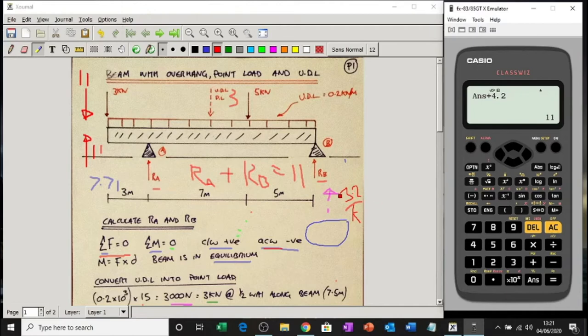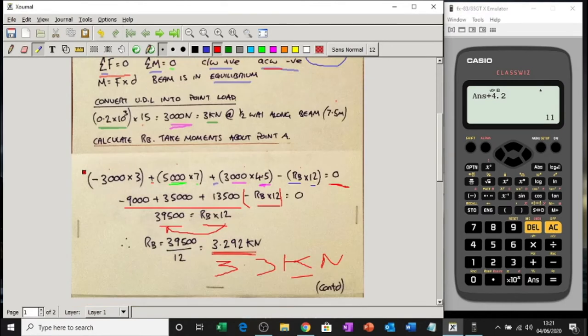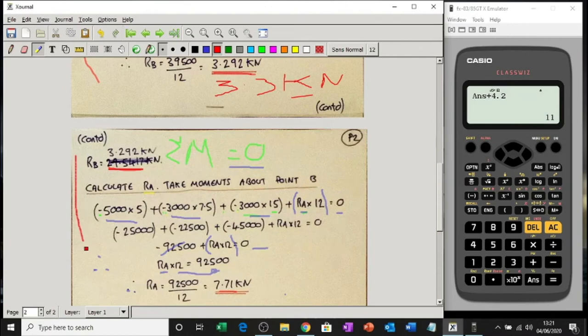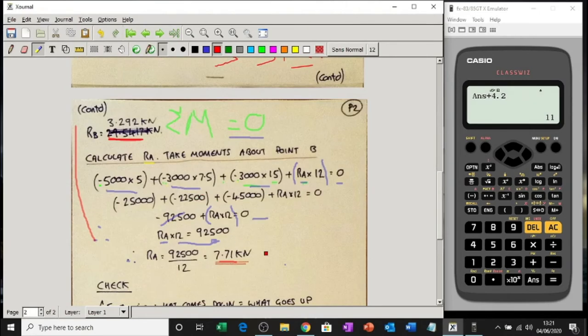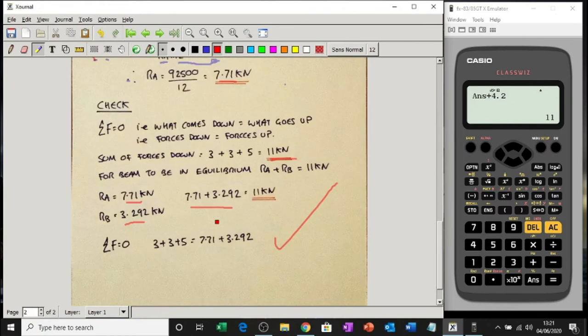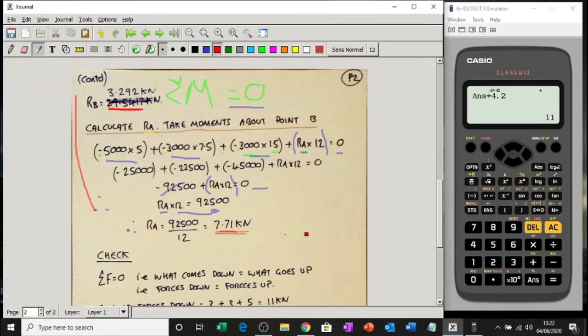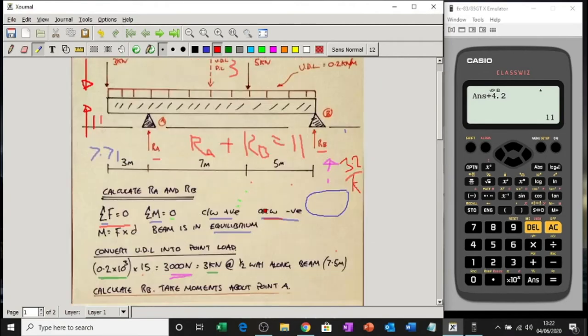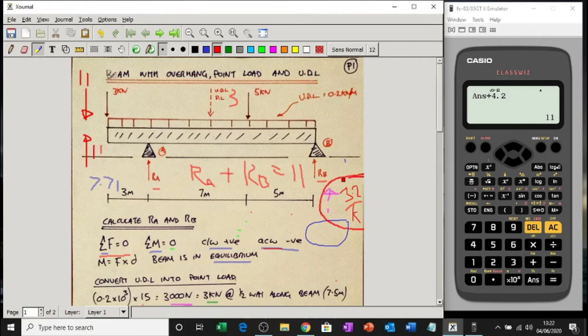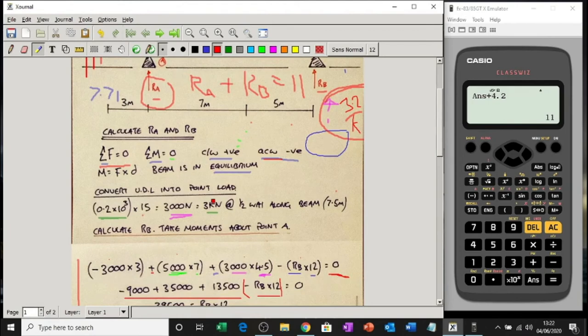So what you should do is check. You should work it out by using moments, which is this. So this is by moments, and this is by moments. You then have two numbers, and if they add up to equal 11, then you know you're correct, or you're 99% sure that you're correct. So when you're doing these ones, you need to do them both ways, just to check yourself. Because if this RB is incorrect, then RA is going to be incorrect. And you should always check and recheck your work anyway.